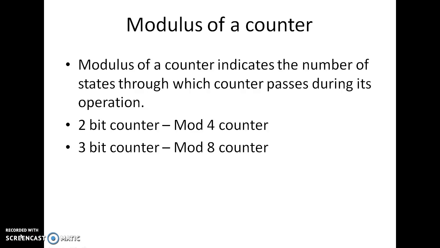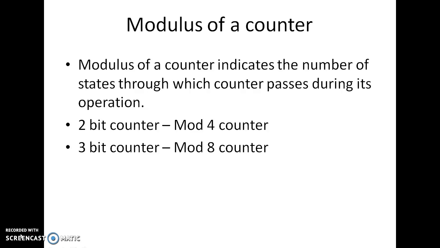Suppose I have a 2-bit counter, the number of states will be 4. 2 raised to 2 equals 4. 0 0, 0 1, 1 0 and 1 1. These are the 4 states. Similarly, for a 3-bit counter, we have 2 raised to 3 equals 8 states. So, the number of states equals the modulus of a counter.